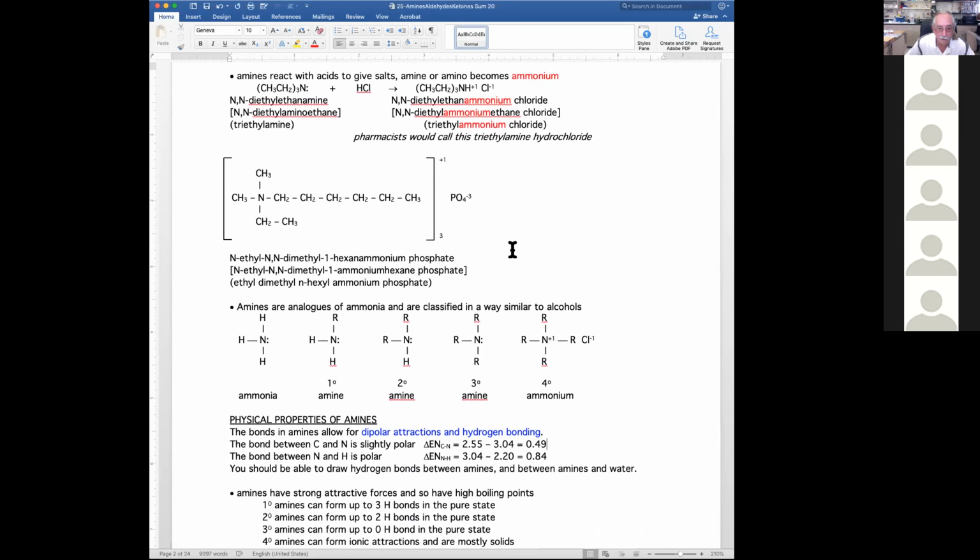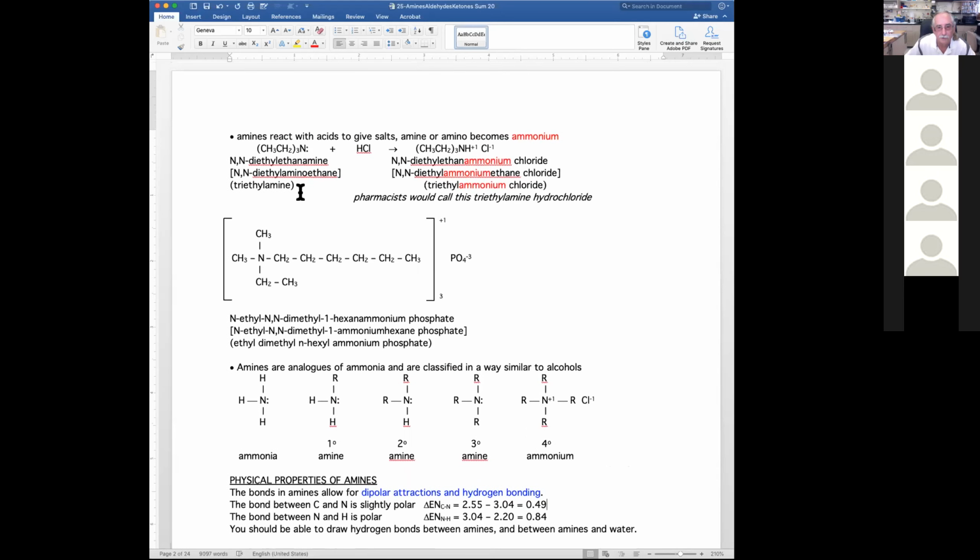Again, what I'm talking about is that this right here is the root name. And then you have substitutions on the end. So with this one, one of these is the longest continuous chain with the nitrogen, and two of those are substituents.